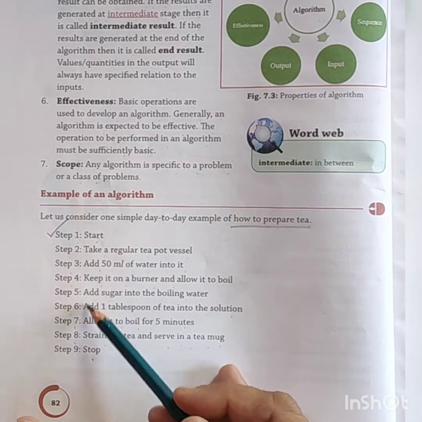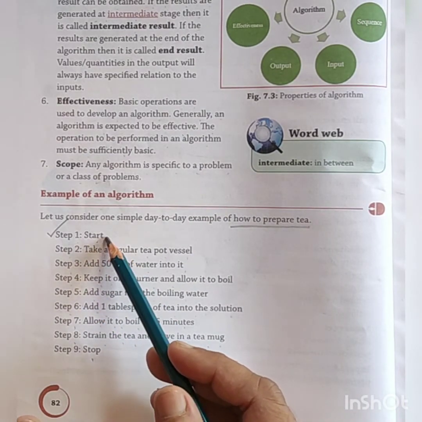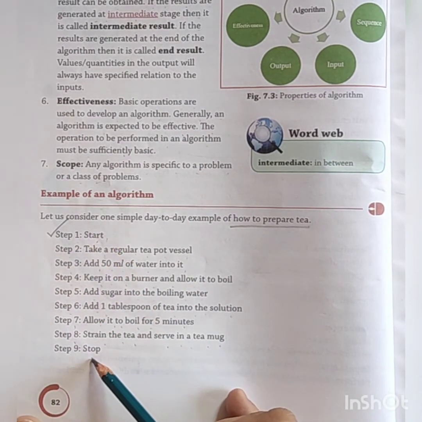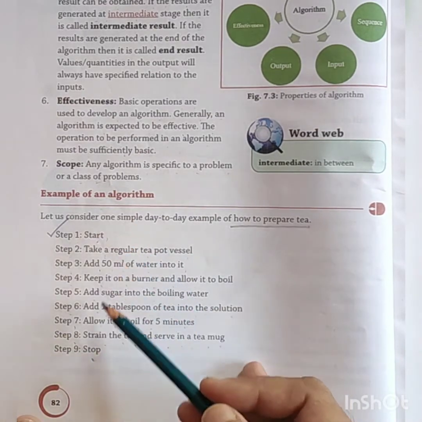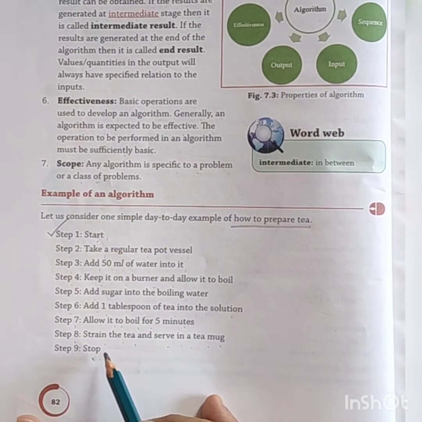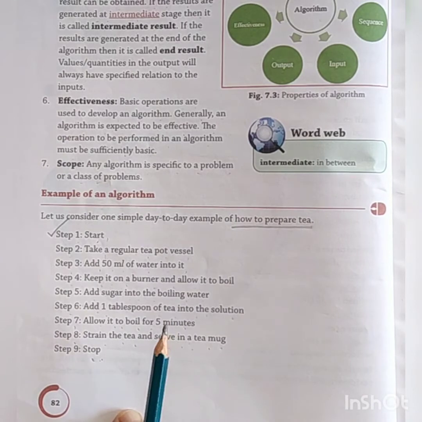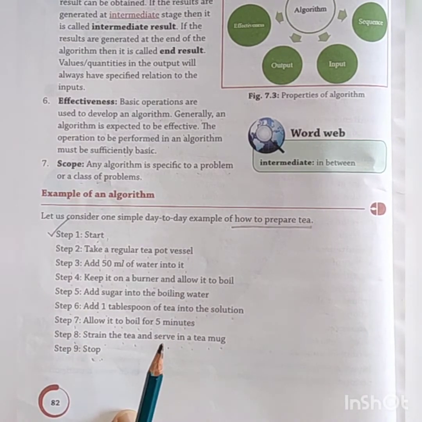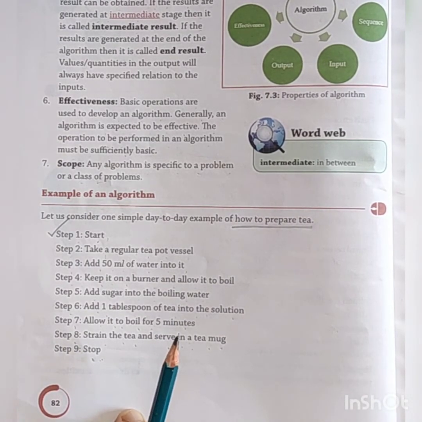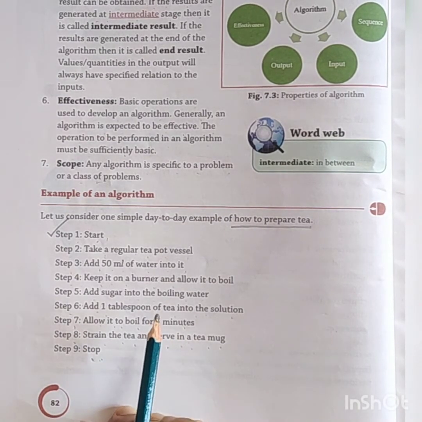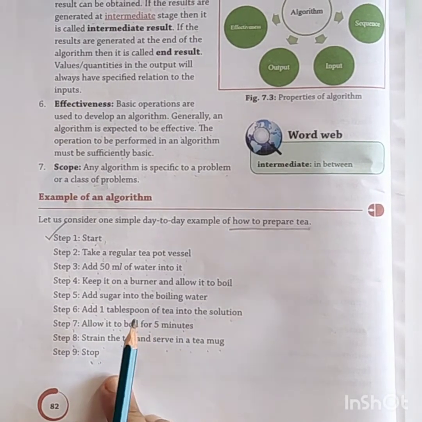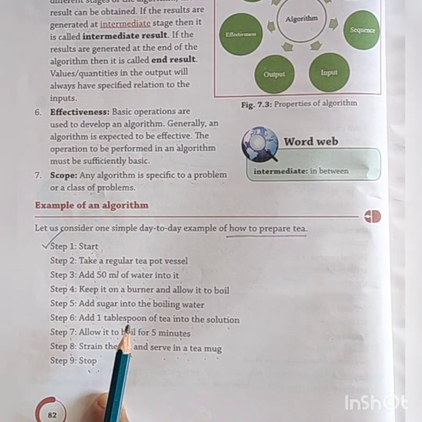So there will be a finite number of steps. There should be a starting point, and there should be some termination, meaning a finishing point. This is the way we have to write an algorithm, and it's in normal English language. We have to write in this format: step 1, step 2, step 3, and there should be some relation among the steps. Okay, I think students, you understood this particular thing.